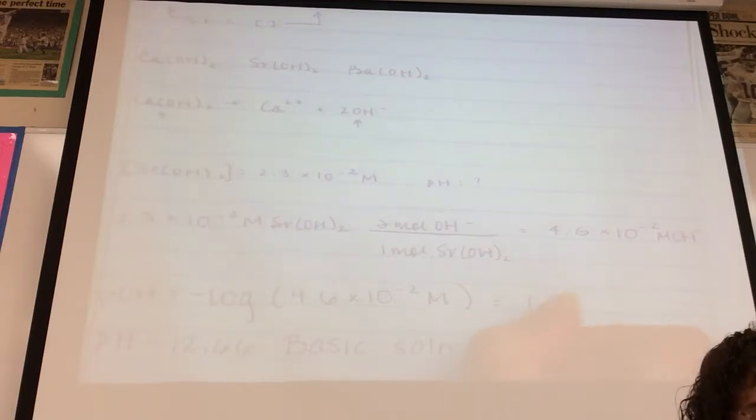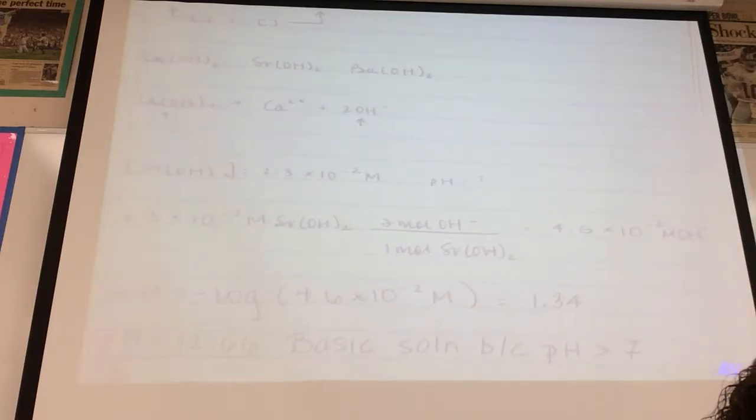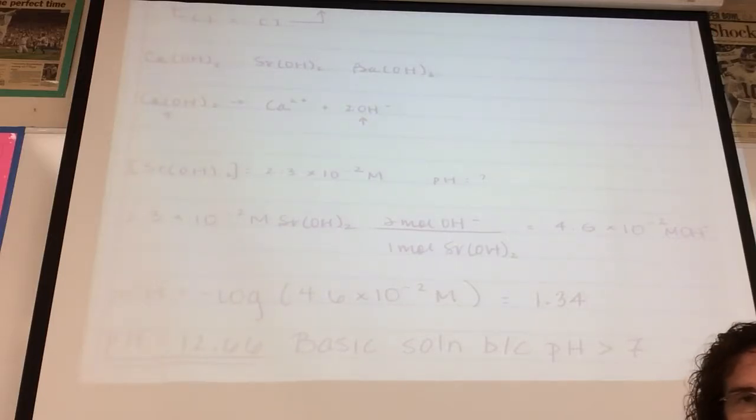And why would this substance be basic? Basic solution because the pH is greater than 7. And why would this solution be more basic than a solution with a pH of 9? Because it's more towards 14, which is the most basic. The pH of 12.66 is greater than the pH of 9. The higher the pH, the more basic, or you can say the farther it is from neutral 7.